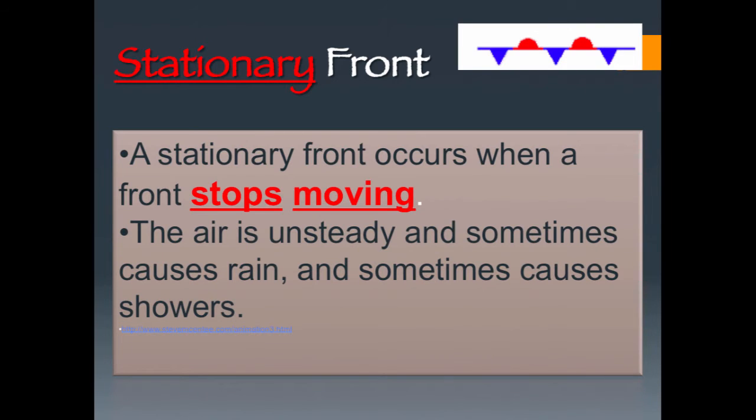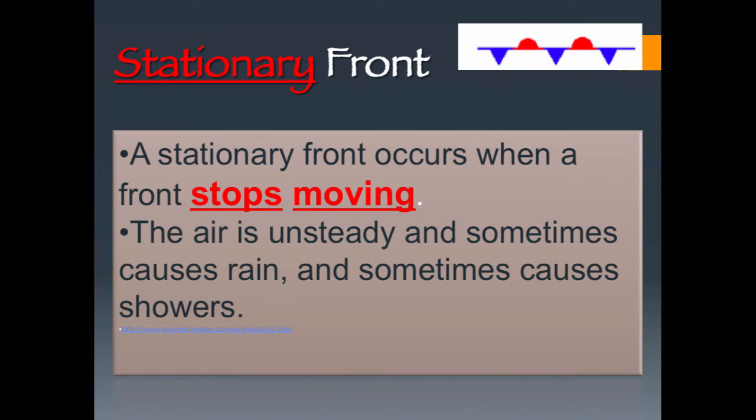Okay, stationary front. Now notice right off the bat, let's look at this front. It's like a combination of the cold front and the warm front. Notice that the semicircles are on the same side, pointing the same direction, and the triangles are on the same side. Okay, this is a stationary front. And stationary, just like it means, a stationary front occurs when a front stops moving. It is whenever a cold front and a warm front collide, moving in opposite directions, and one can't overpower the other, so they just stop and hover over an area.